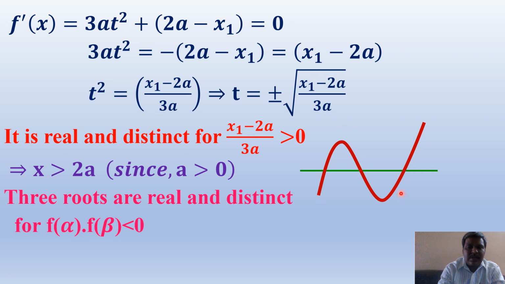The curve goes in this manner. That means it intersects the x-axis in how many points? It intersects the x-axis at 3 points. This is the first point, this is the second point of intersection, and this is the third point of intersection. In this manner, we obtain the 3 real roots. So the x-axis is intersected by the curve at 3 points. That means we have 3 real and distinct roots.